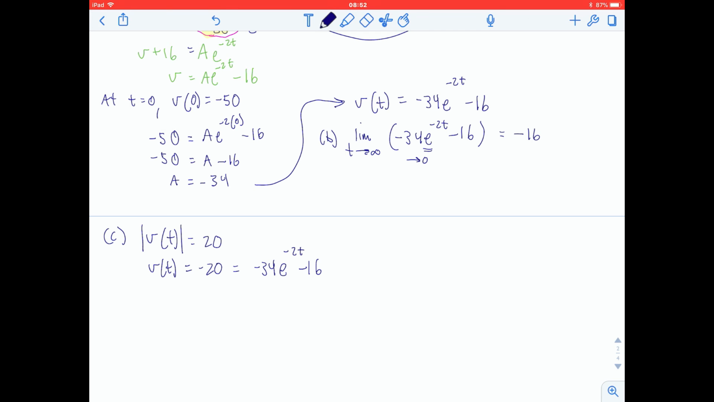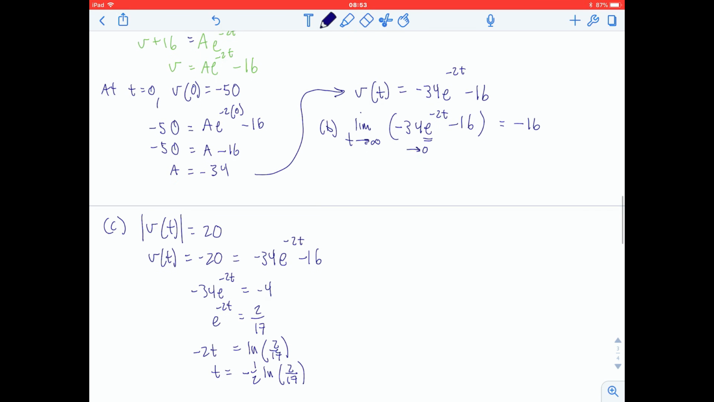We can use a little bit of algebra from this to see -34 e to the -2t equals -4. E to the -2t then is equal to 2 over 17. Use our log properties. -2t equals ln of 2 over 17. So t is equal to -1/2 ln of 2 over 17. That would be an exact value. We could also use some decimals if this was a calculator active question to find what that value is.